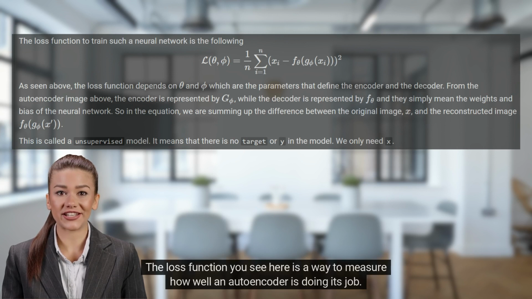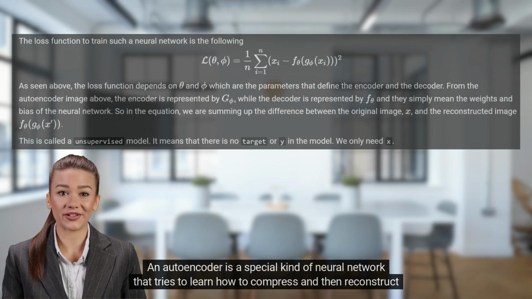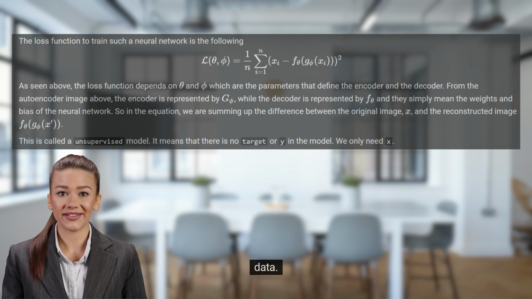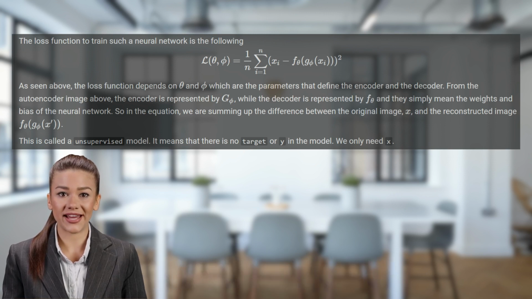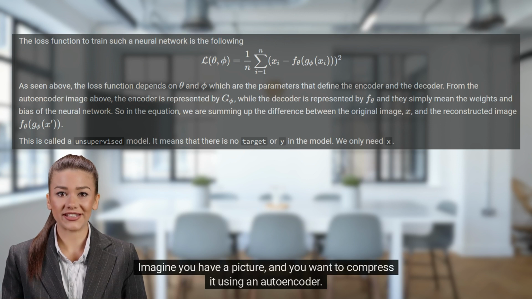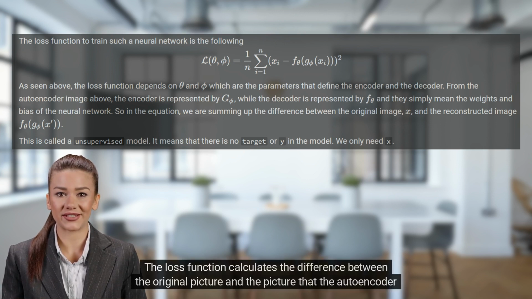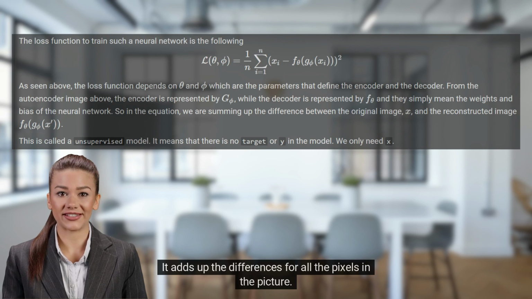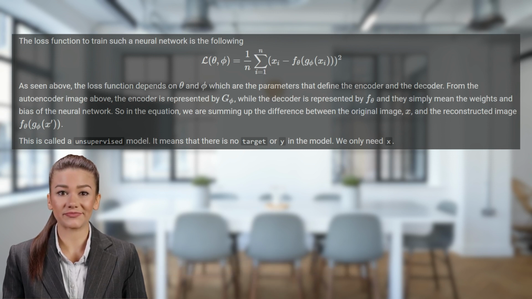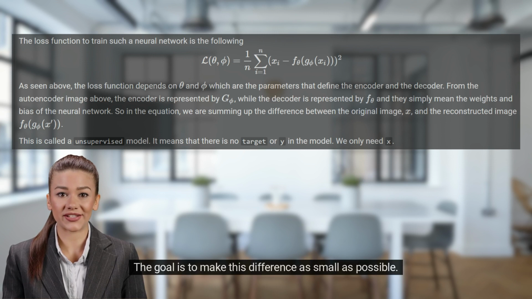The loss function you see here is a way to measure how well an autoencoder is doing its job. An autoencoder is a special kind of neural network that tries to learn how to compress and then reconstruct data. This loss function helps the autoencoder understand how close its reconstructed data is to the original data. Imagine you have a picture, and you want to compress it using an autoencoder. The loss function calculates the difference between the original picture and the picture that the autoencoder reconstructed. It adds up the differences for all the pixels in the picture. The goal is to make this difference as small as possible.